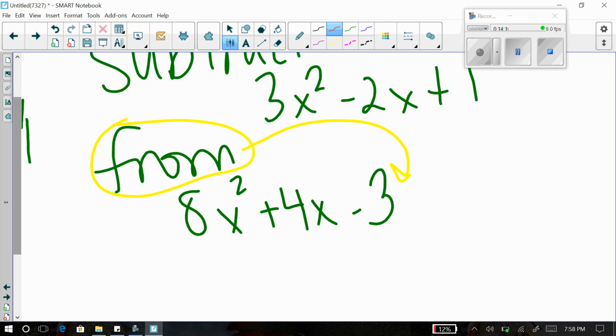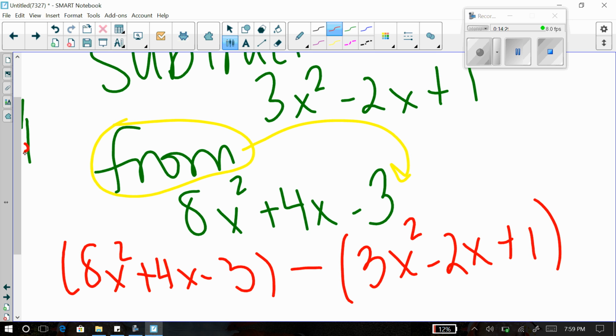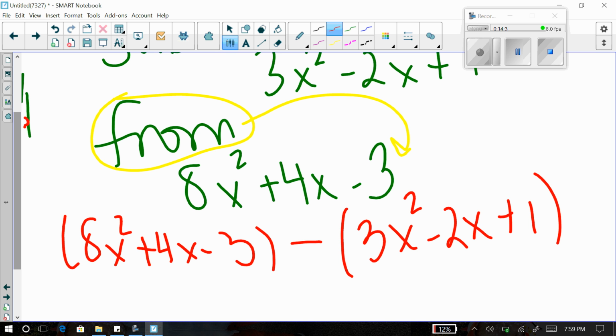So we write 8x squared plus 4x minus 3 minus 3x squared minus 2x plus 1. That's the only trick with this one. Subtract 3x squared minus 2x plus 1 from 8x squared plus 4x minus 3. And now we do our subtraction. So keep, change every sign, and combine your like terms.